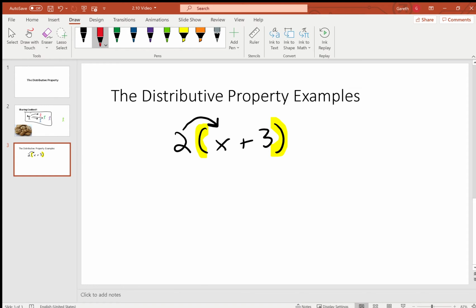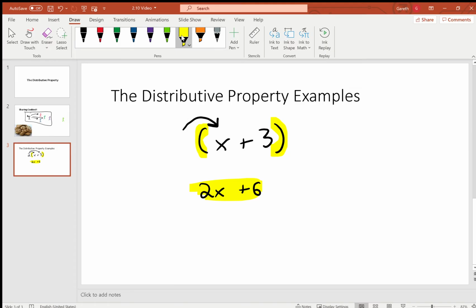So basically, when you have the distributive property, think about giving cookies. You're giving cookies to your friends. You need to give cookies to all of your friends. You need to distribute to everyone inside. Okay? Now, when we do this, the math is actually pretty simple. 2 times x, 2x. 2 times 3 is 6. Boom. You're done. That's the answer. The math isn't hard, but you need to remember to distribute to everyone.